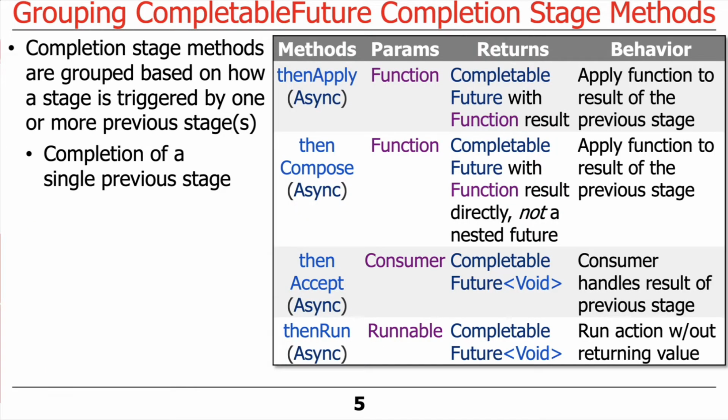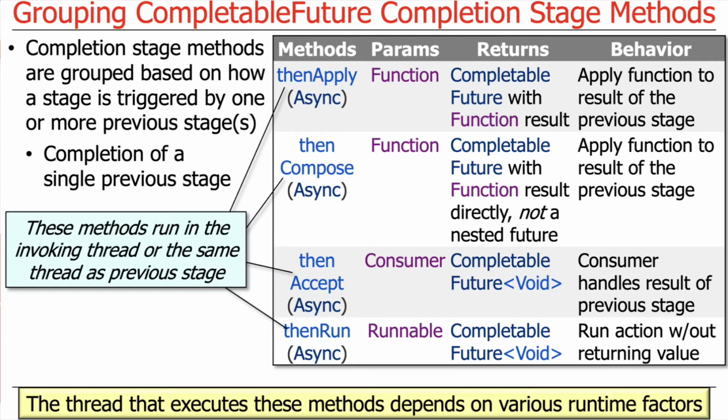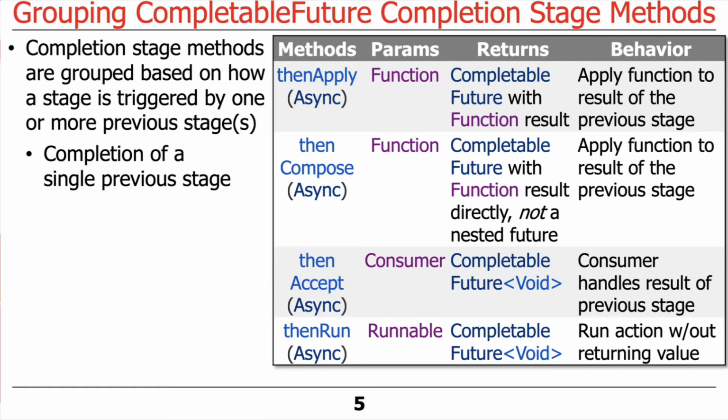So let's take a look first at some of the methods that will be triggered upon the completion of a single previous stage. There's a bunch of different ways to look at this particular diagram. What we're going to do here is first talk about the versions of these methods without the async after them. So we'll talk about thenApply, thenCompose, thenAccept, and then run. And then we'll talk about the versions that have the async stuff there.